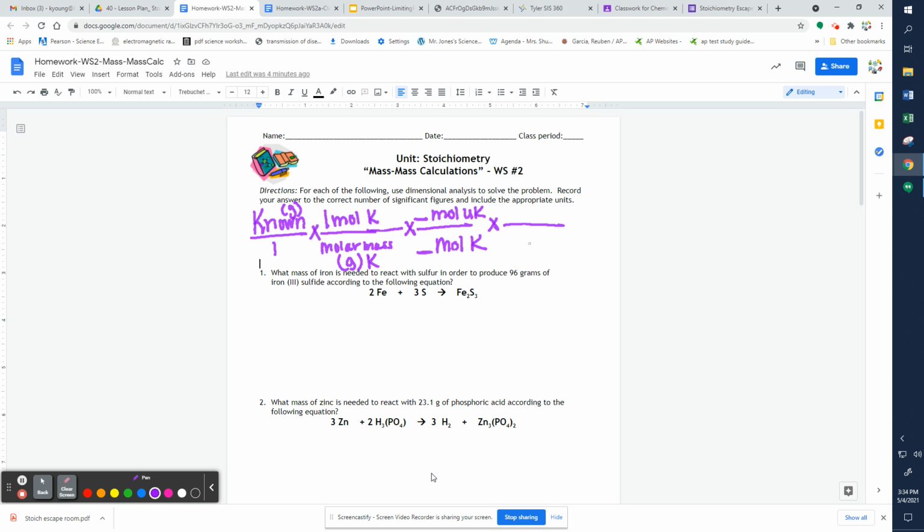Next, we need to go for moles of our unknown. So we have 1 mole of our unknown on the bottom. And on top, we're going to grams of the unknown. So that's going to be the molar mass in grams of the unknown. Every single time, this is exactly what you're going to do. Okay?